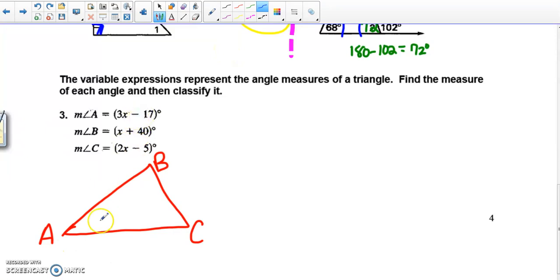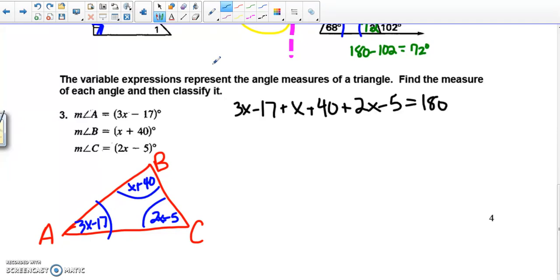All right, what we know is that angle A can be represented by 3x minus 17. Angle B right here can be represented by x plus 40. Angle C can be represented by 2x minus 5. A little messy there, sorry about that. Well, close enough. 2x minus 5. So at this point, what I want you to try to do is pause and set up an equation using these variables, using these expressions, using the triangle sum theorem. So go ahead and pause and see what you come up with.